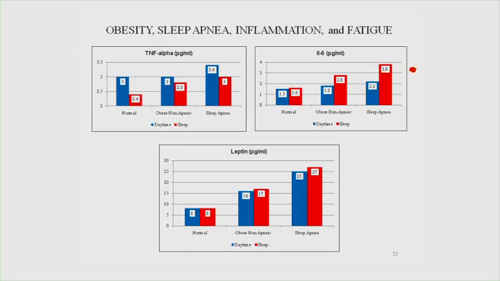Same relationship with interleukin-6, higher levels of leptin. Leptin, the higher your leptin, the more gummed up will be the command and control centers in your hypothalamus, the more difficult it will be for you to lose weight. Obese people have high leptin levels. Obese sleep apnea have higher leptin levels. Why it's so difficult to lose weight if you're overweight, particularly if you have sleep apnea.